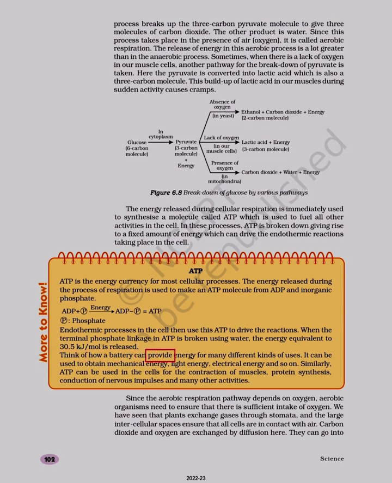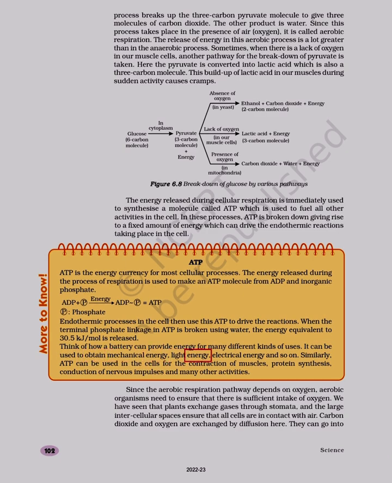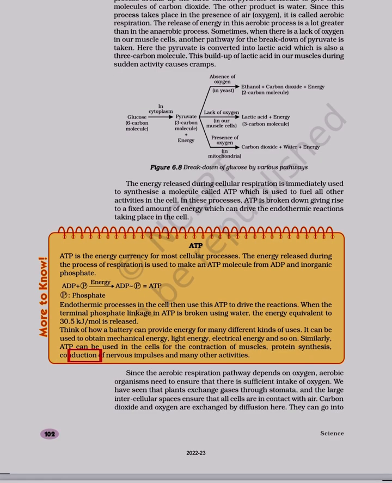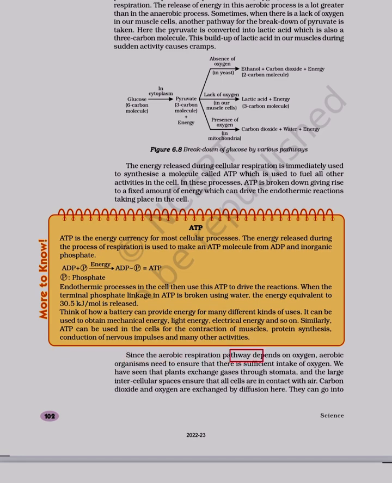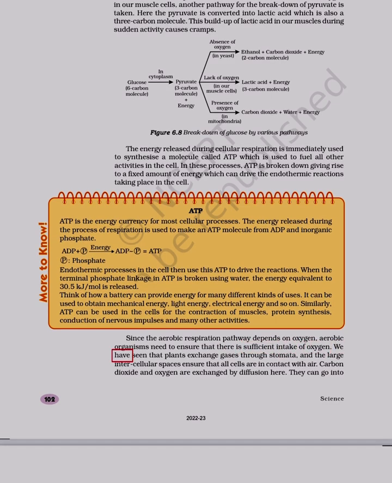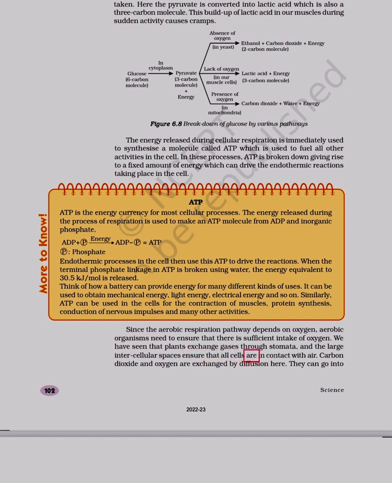Think of how a battery can provide energy for many different kinds of uses. It can be used to obtain mechanical energy, light energy, electrical energy, and so on. Similarly, ATP can be used in the cells for the contraction of muscles, protein synthesis, conduction of nervous impulses, and many other activities. Since the aerobic respiration pathway depends on oxygen, aerobic organisms need to ensure that there is sufficient intake of oxygen. We have seen that plants exchange gases through stomata, and the large intercellular spaces ensure that all cells are in contact with air.